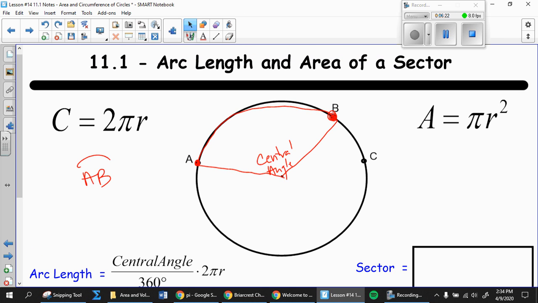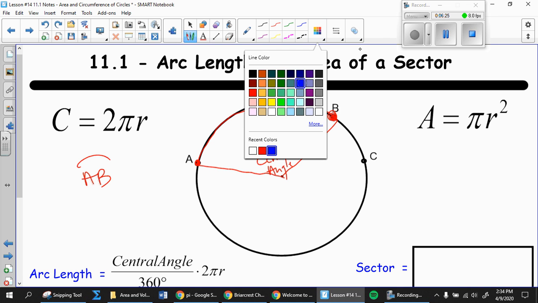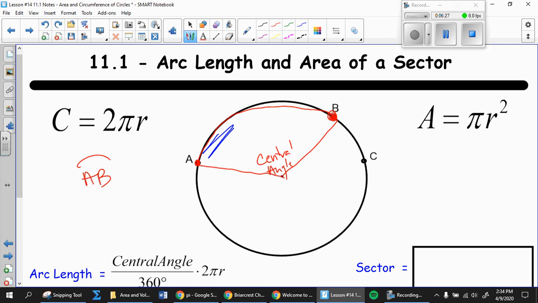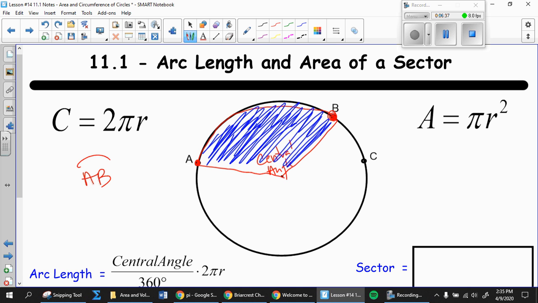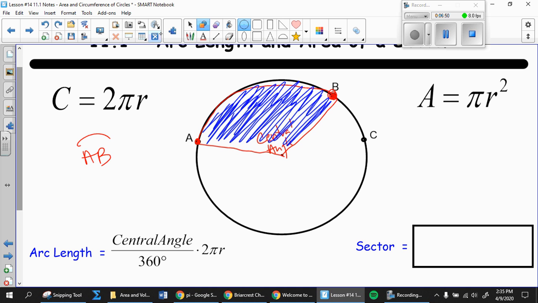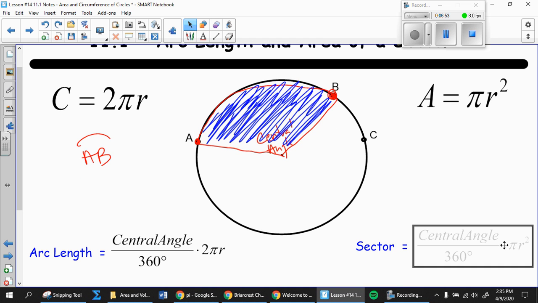The second thing we look at is area of a sector. A sector is like a piece of pizza or a piece of pie. If I'm looking at a sector, it's like this piece of the circle right here. So the sector is just a piece of the entire thing. When I'm looking at this sector, AB, I'm just saying how much of the area am I talking about? And so we're going to do the exact same thing. We take our pi r squared, which is our area, and multiply that by central angle over 360.